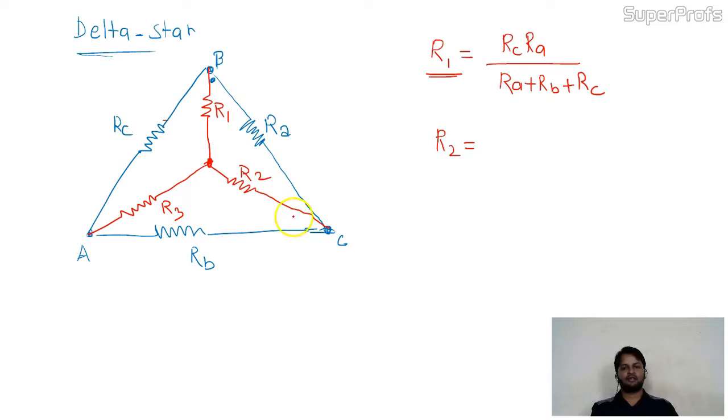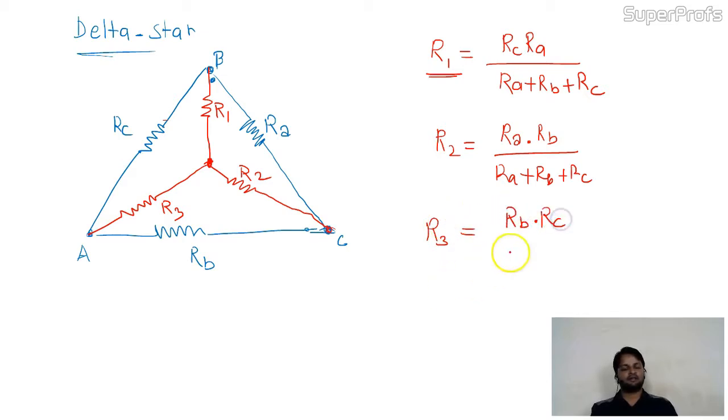This R2 is connected with RA and RB with a dot. So I'll give a dot here like this. It's a technique to remember, okay? And the denominator is RA plus RB plus RC. Simple. Come to the R3 now. R3, here is the R3. R3 is connected with RB and RC. So multiply RB and RC. In the denominator, summation of RA plus RB plus RC.